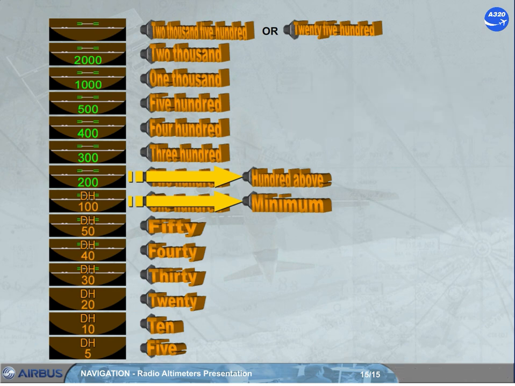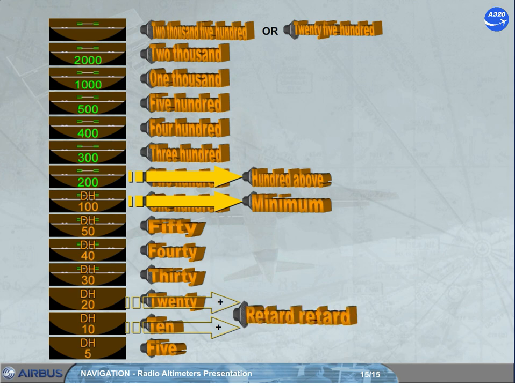Regardless if DH, MDA, MDH has been entered or not, if in manual landing, and at 20 feet, or if in automatic landing, and at 10 feet, an additional announcement is triggered: "Retard, retard." And repeated, as long as the thrust levers are not moved to idle.